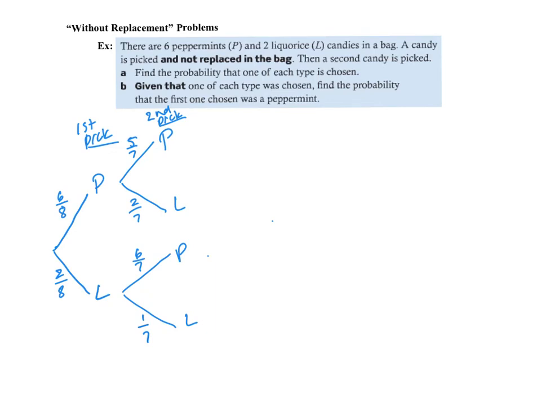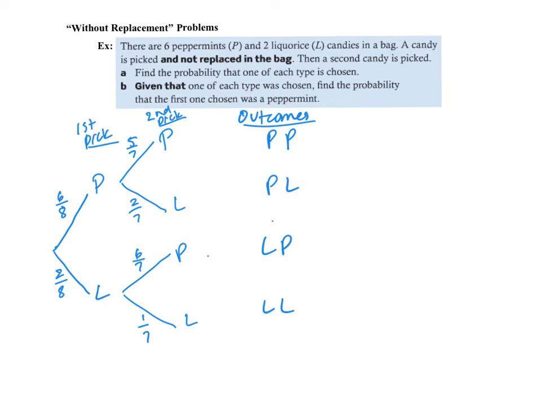Okay, so let's list those possible outcomes. I can just follow the branches of the tree. I can get a peppermint and a peppermint, a peppermint and a licorice, a licorice and a peppermint, or a licorice and a licorice. So our possible outcomes are PP, PL, LP, or LL. Now let's see what we're going to find. Let's find the probability that A, one of each type is chosen.